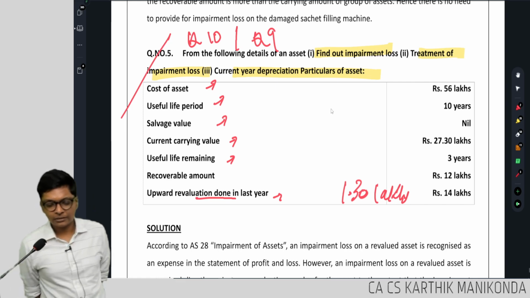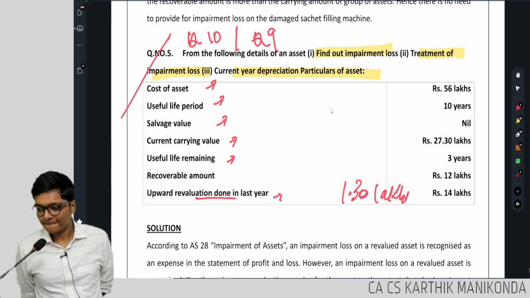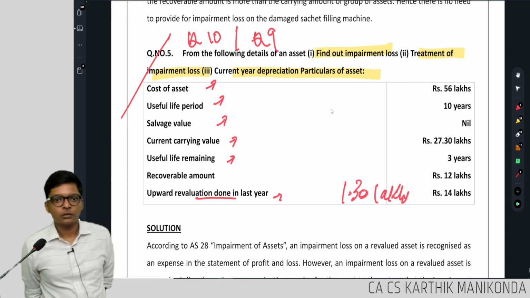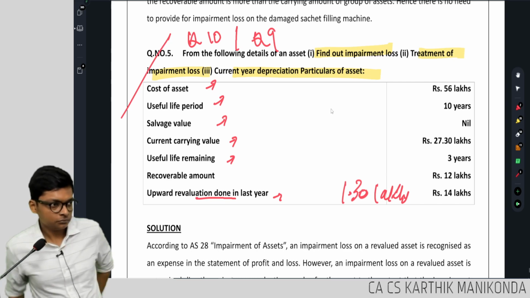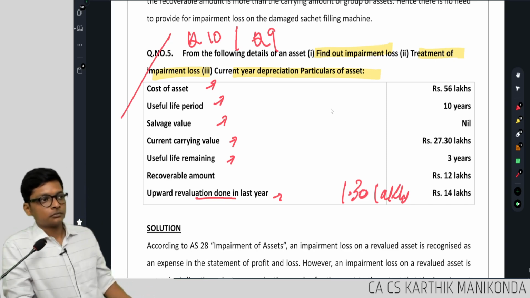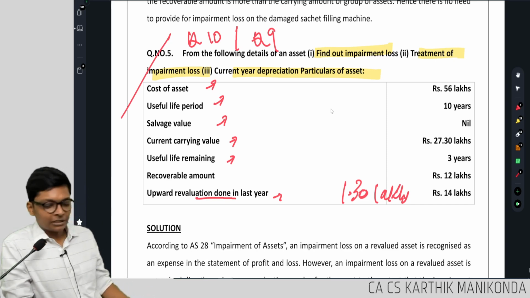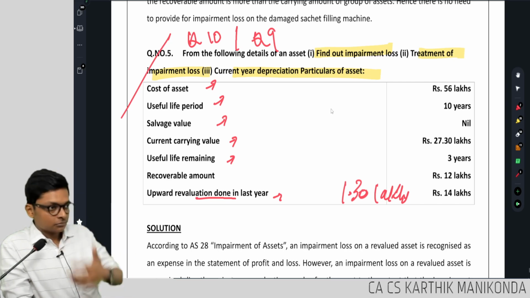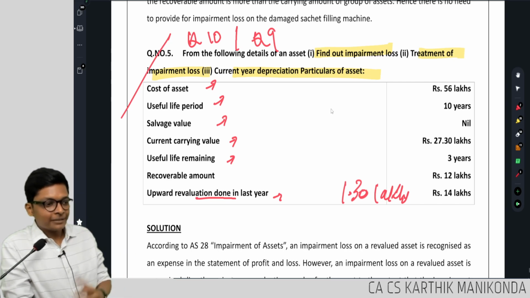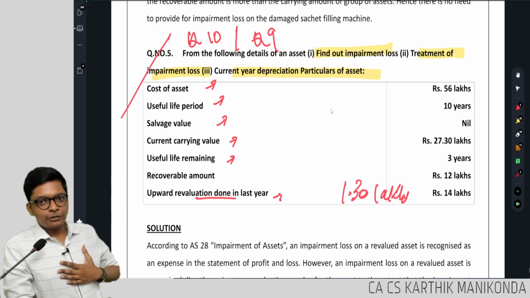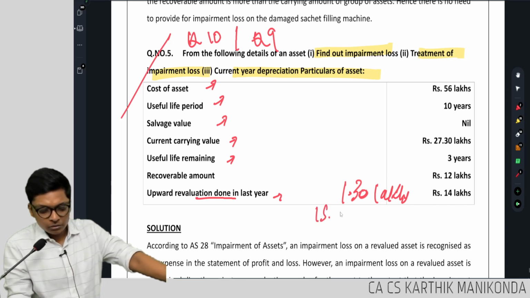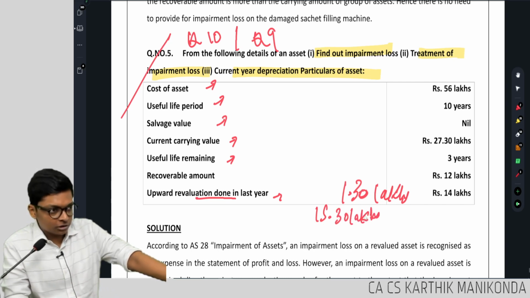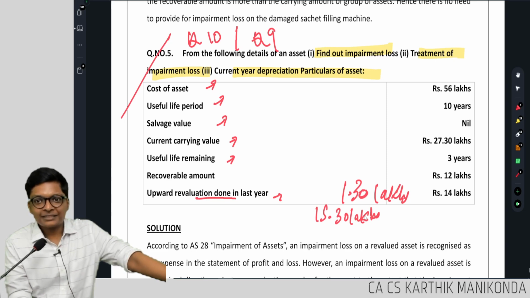Fast, do it, guys. Yes, Shahira, answer. Come on, guys. Impairment loss. When I solve the sum, you will tell. 15.30 lakhs is one answer. Impairment loss. Anybody else? Kalyan?